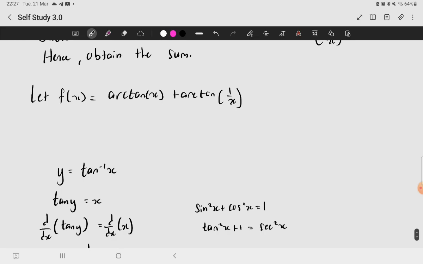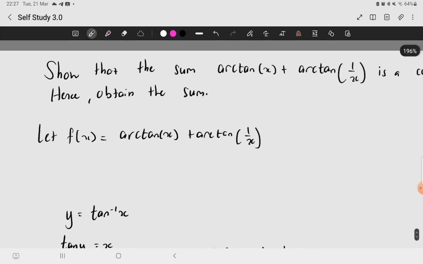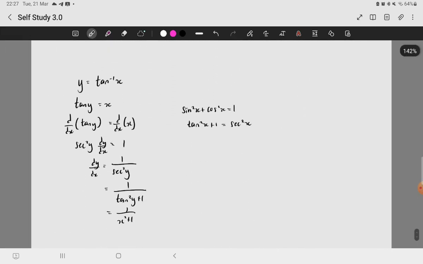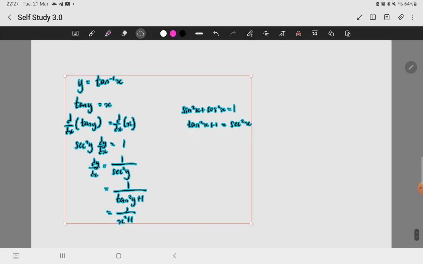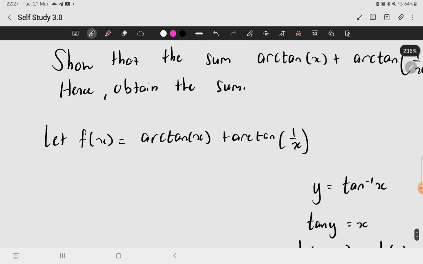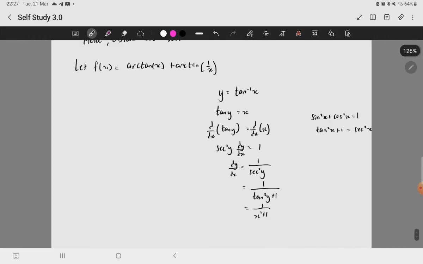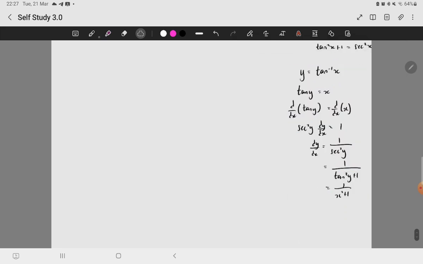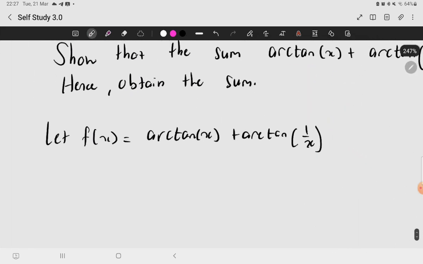Anyway, let's go back here. Let me put this on my right. Now, let me put this below. Alright, so now let's try and take the first derivative for this particular function. As we know, for the inverse tangent of x, the derivative will be 1 over x squared plus 1.